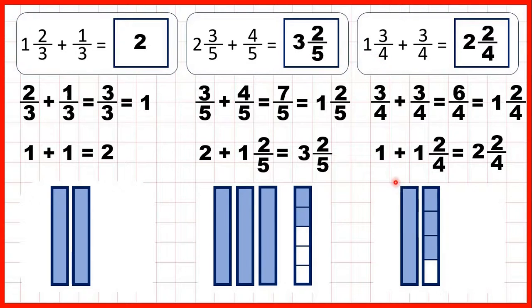Finally, we had 1 and 3/4, and we were adding 3/4. Adding our fractions together gave us 6/4, but we couldn't write 1 and 6/4, so we changed the 6/4 into 1 whole and 2/4. Putting the 1 and 2/4 together with the 1 whole that we started with in our question gave us our answer 2 and 2/4.